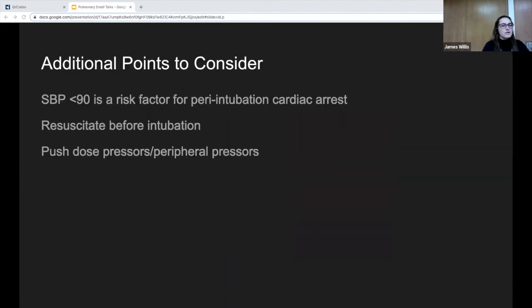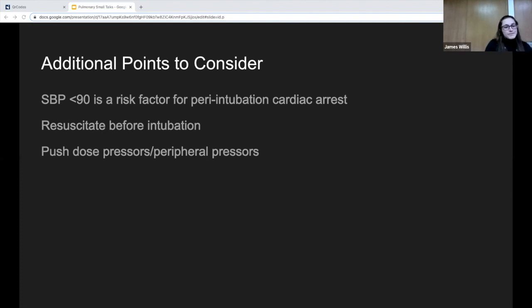And then really briefly, some additional points to consider. Some studies reported on the REBEL EM blog that I was looking at showed that, which is probably obvious, systolic blood pressure less than 90 is a risk factor for peri-intubation cardiac arrest. As best you can, try to resuscitate them as much as possible before the intubation. Again, you might not be that lucky to have that time. So if you don't, you can make some push-dose pressors or start them on peripheral pressors.